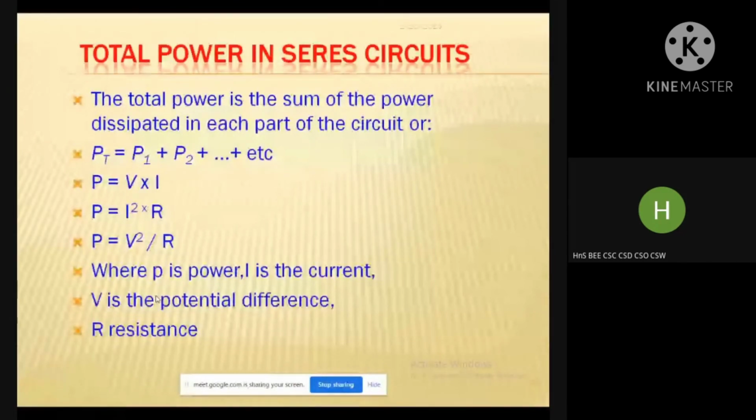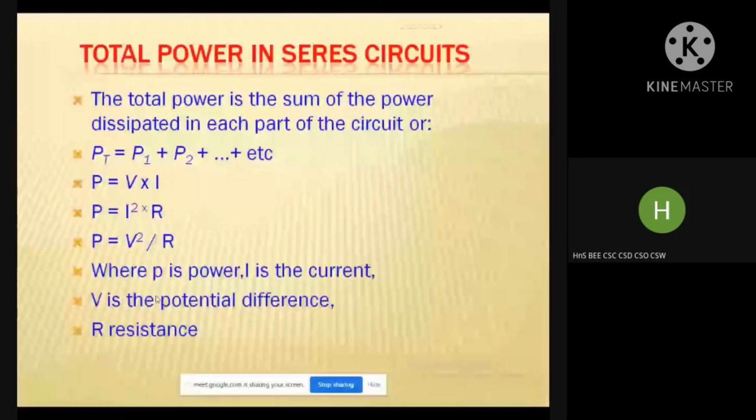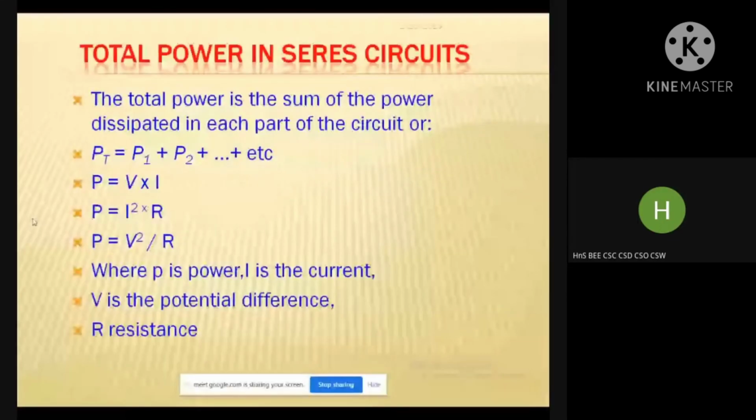Now we have other formulas also. Already we know very well about those power formulas. P equal to V into I. This is the first formula we know already. This is the product of voltage and current. And coming to the second one, power equal to I square into R, and P equal to V square by R. I told you these two formulas in the fundamentals of resistors. This is the power combination in series combinations. This is the fourth slide of series combination.